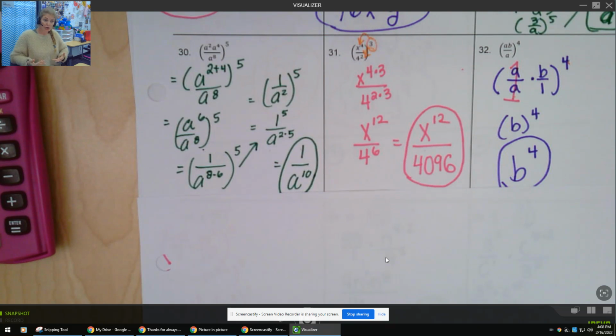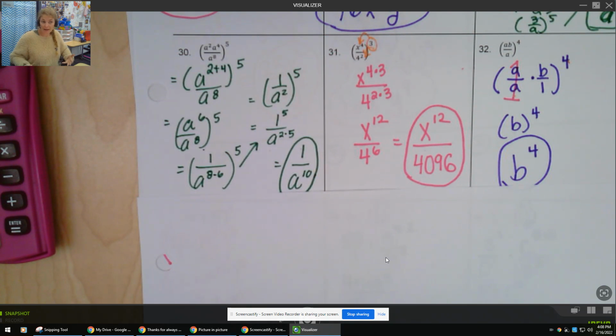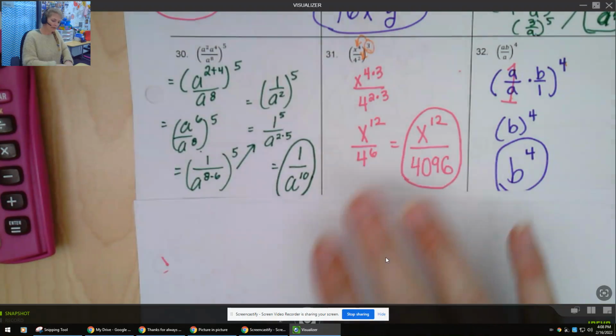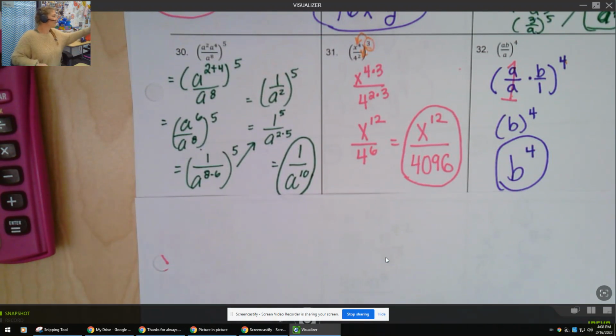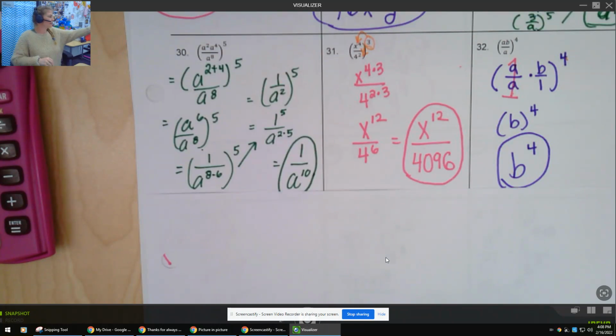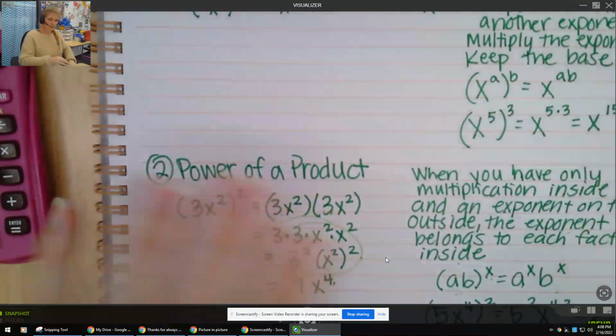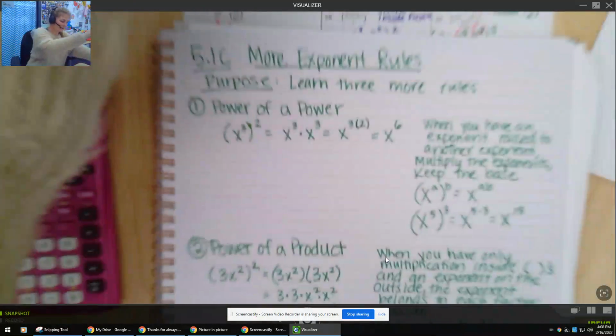So again, showing your work, doing your best, being nice to everyone, and just remembering about those rules. And we're going to be combining those rules. So we have a few more rules to learn next class. So make sure to have these handy.